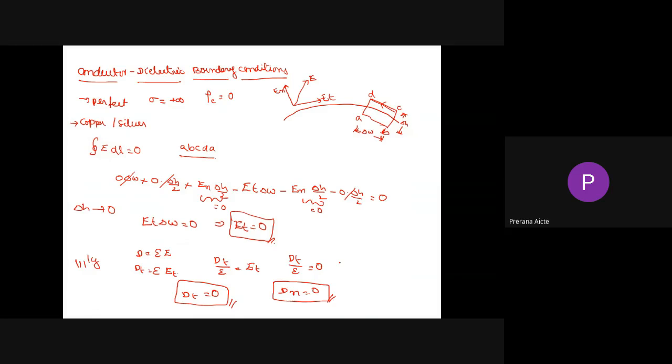Therefore, these equations, D of t equal to 0, D of n equal to 0, and E of t equal to 0, give the conditions to be satisfied at the boundary for a conductor dielectric medium in which the conductor is assumed to be a perfect conductor. Okay, next.